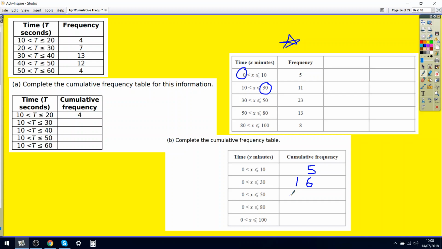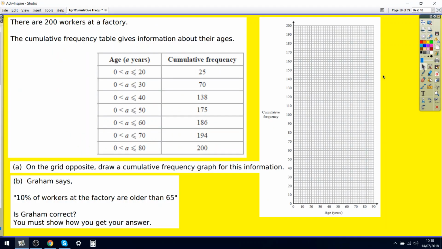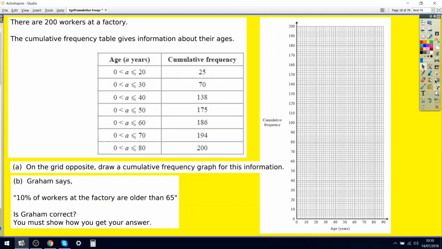Okay, so this one, you have to draw a cumulative frequency graph from the table. So they give you a cumulative frequency table. Any idea how you'd go about drawing a graph for this data? So in age, wait, is this going to be like a bar graph or a line graph? Okay.